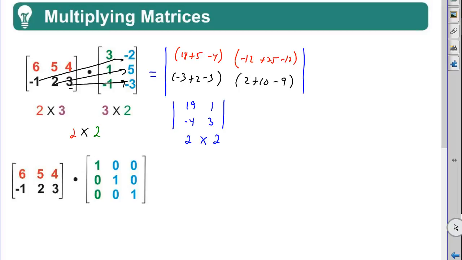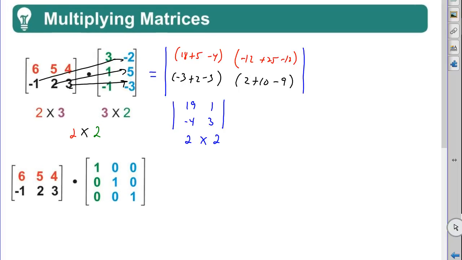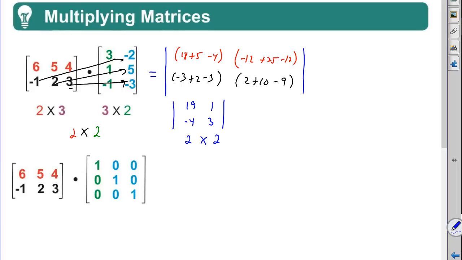And, you know, we notice here we have what, a 2 by 3, and here we have a 3 by 3. Notice our middles match, and we'll end up with a 2 by 3. We should end up with the exact same matrix. All right, so I'll do this a little fast.